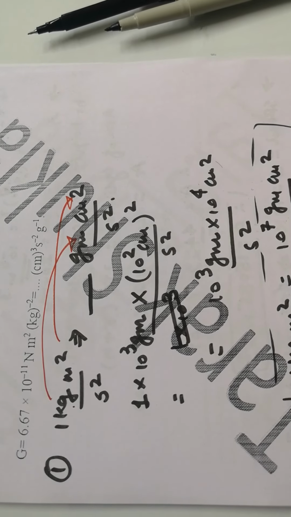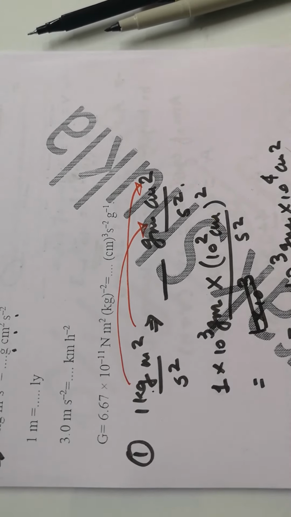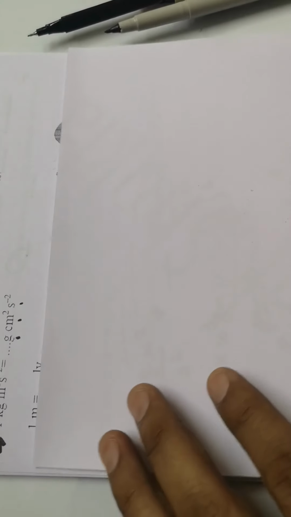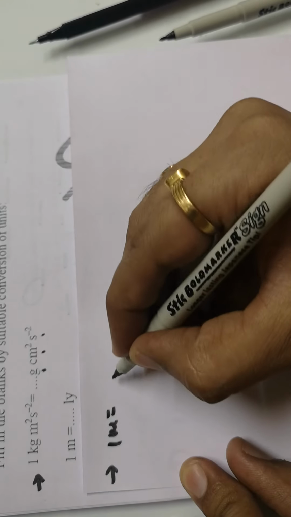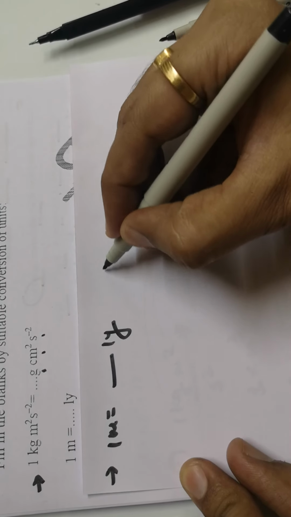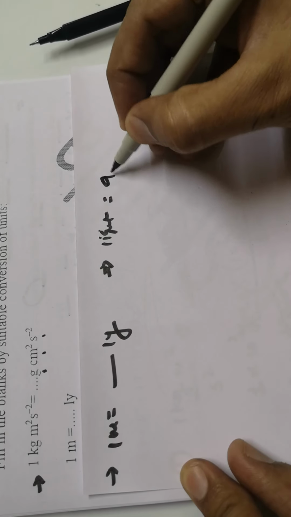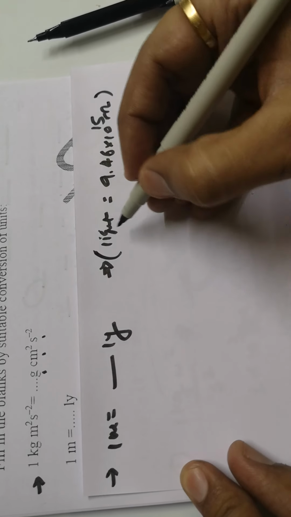Now we want to convert another part, meter to light year. First of all, this is a conversion where people always misinterpret: a light year is a unit of distance, not velocity. So whenever they ask such a thing, always be careful. Second one, 1 meter equals how many light years? You are aware that a light year is 9.46 cross 10 to the power 15 meters. This is what we have just learned.